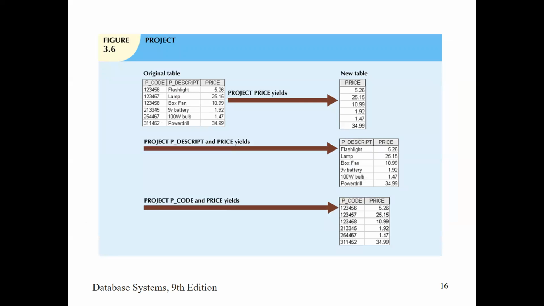The illustration in the slide represents project operator. Project operator yields all values for selected attributes. In other words, project yields a vertical subset of a table.